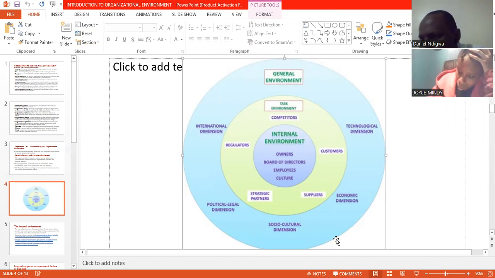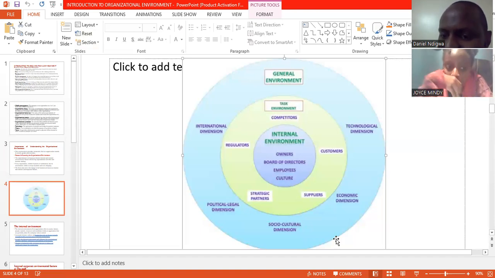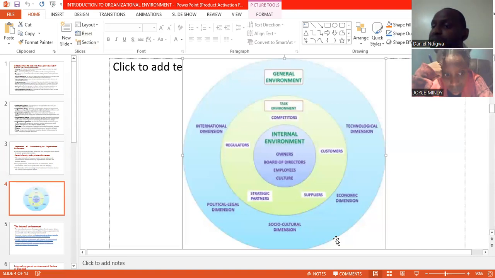Then we have issues like the culture, the way of life of that organization, which will also affect what happens within the organization. Then we also have the task environment. And the task environment, these are environments that the organization has little control over, or the organization can easily manipulate them. For example, when you look at competitors, the organization can manipulate competitors by coming up with a superior product than them. Therefore, they will outdo the competitor. For example, regulators. Regulators is the government. The organization can decide to comply with the government regulation. And once they comply, then the government will not be on their neck.